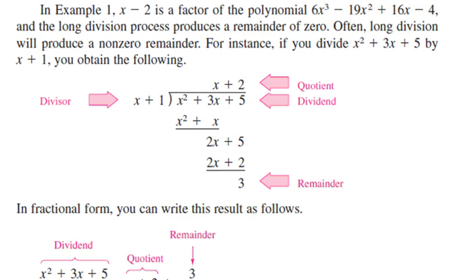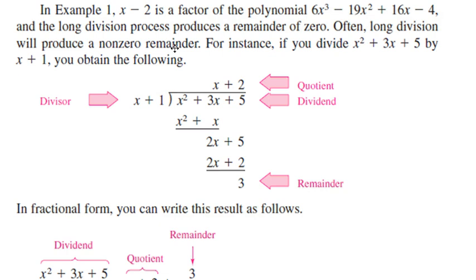All right, so go ahead and turn the page, and you should now be where I'm at right now on your notes. So in example 1, which we did together, we saw that x minus 2 was a factor of the polynomial, okay? And the long division process produces a remainder of 0. Often, though, long division will produce a non-zero remainder.